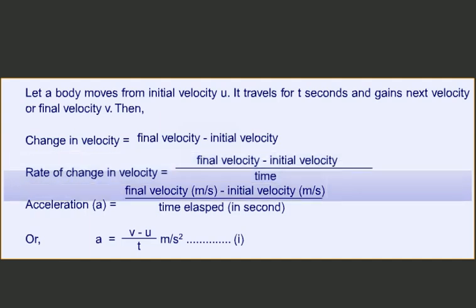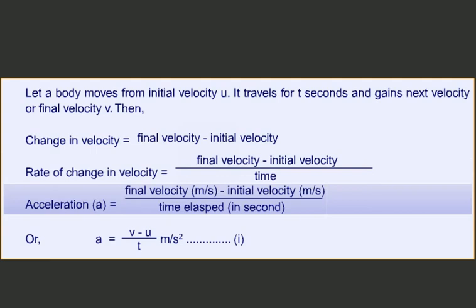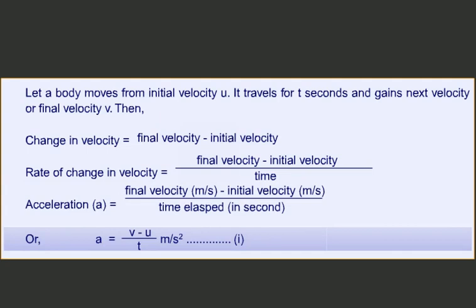Therefore, acceleration, which is denoted by a, is given by final velocity minus initial velocity divided by time elapsed, or a is equal to v minus u divided by t, where a stands for acceleration, v stands for final velocity, u stands for initial velocity, and t stands for time elapsed. And the unit of measurement of acceleration here is meter per second squared. Students, let this be equation number 1.